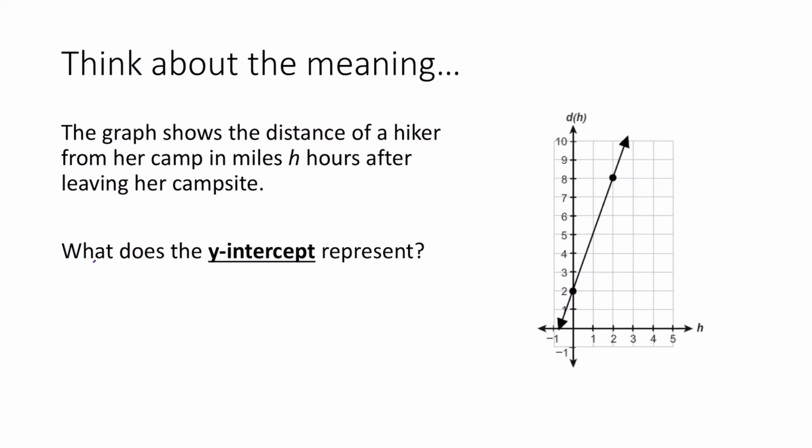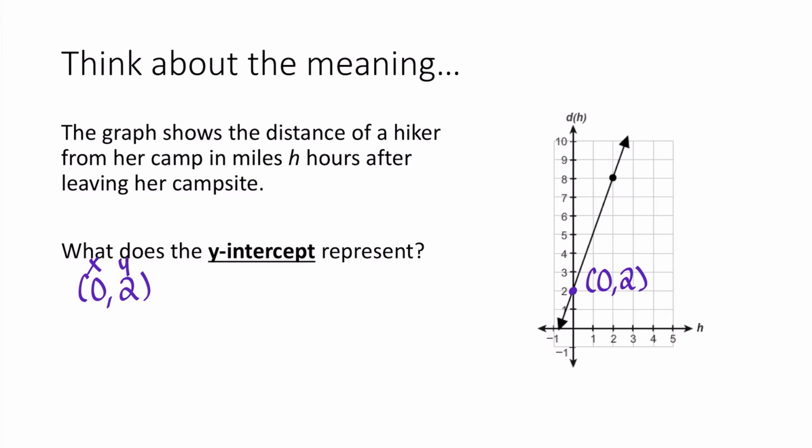So when we talk about intercepts and slopes and we're working with word problems, these values have meaning given the context of the problem. So let's think about what it's talking about. The graph shows the distance of a hiker from her camp in miles, h hours after leaving her campsite. What does the y-intercept represent? So you can see from this graph it has a y-intercept at (0, 2). So that means we have the (0, 2) value as our y-intercept, where x equals 0 when y equals 2.